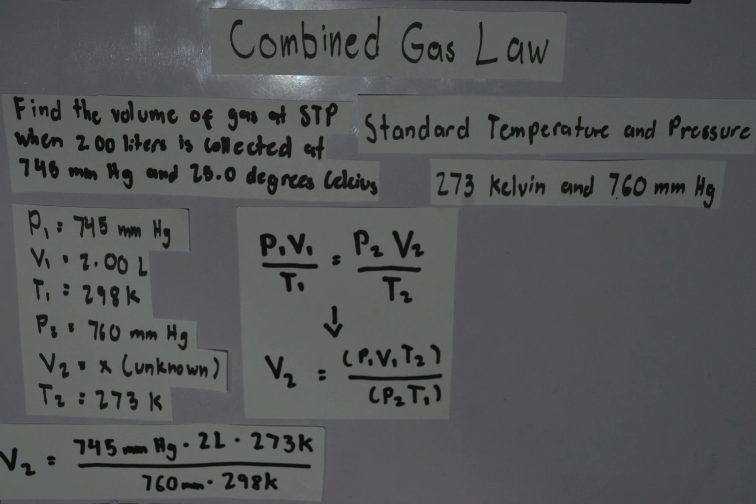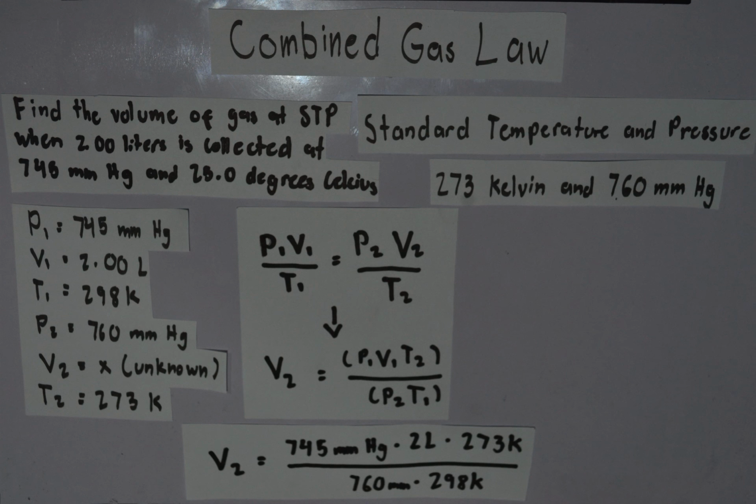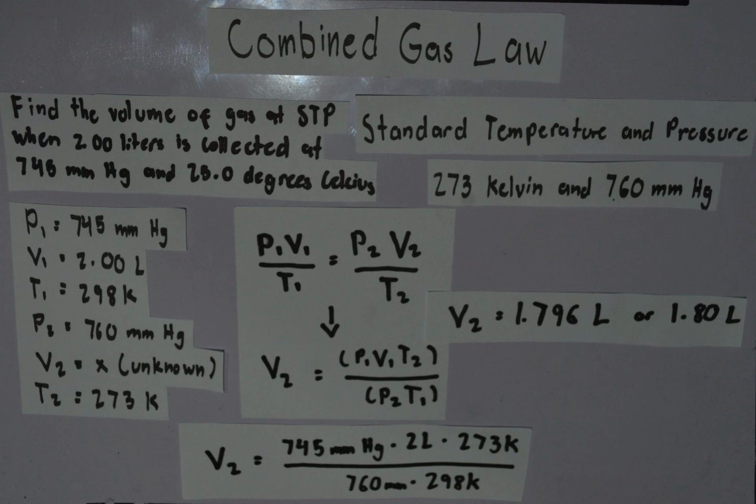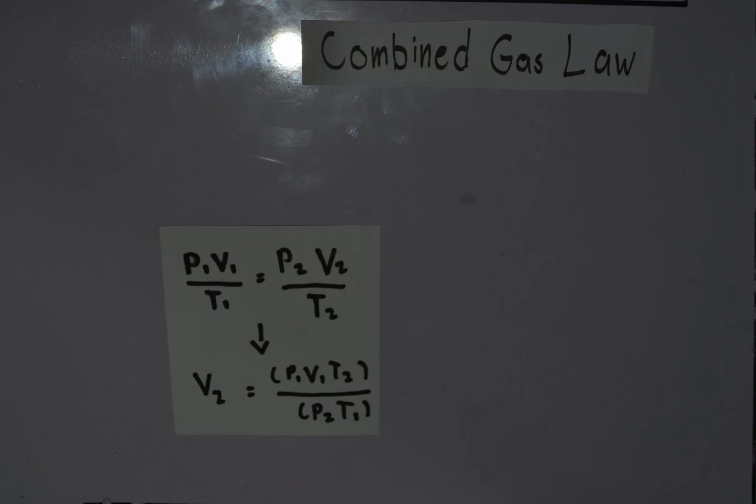By manipulating the combined gas law formula, cross-multiply to clear the fractions. Divide by P sub 2 T sub 1 to isolate V sub 2. Plug in the numbers and solve for V sub 2.